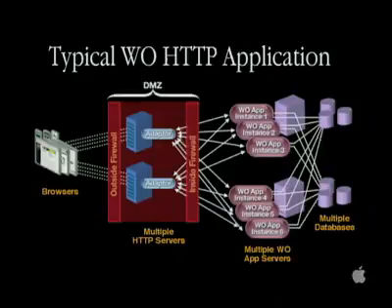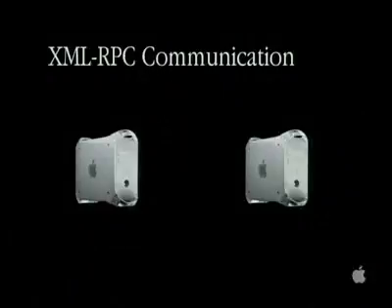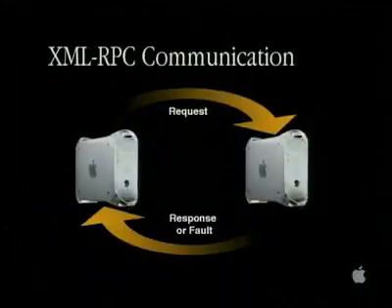What XML RPC does is, it is a method that allows servers to communicate directly to each other over HTTP, typically, and it allows you to execute remote procedure calls. So what you'll see is a simple communication between servers to allow them to generate requests on another machine, perhaps running WebObjects, perhaps not, and send a request and get back a response or a fault. A fault is like an exception or an error.